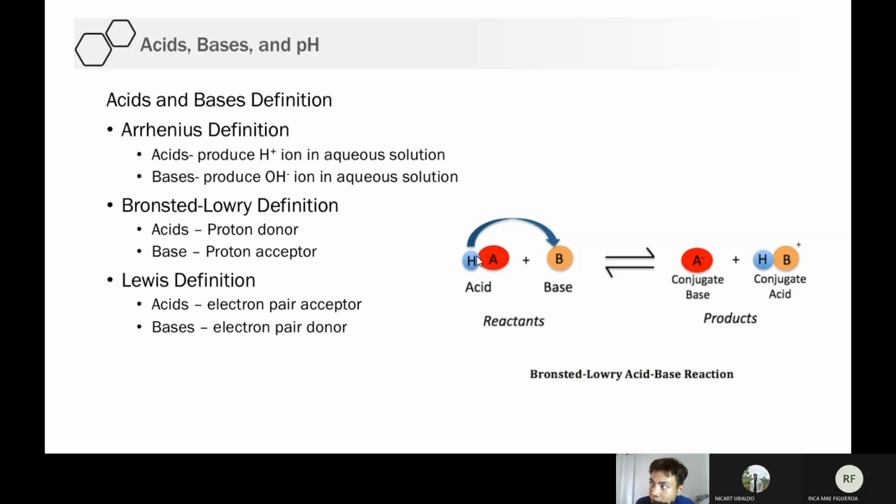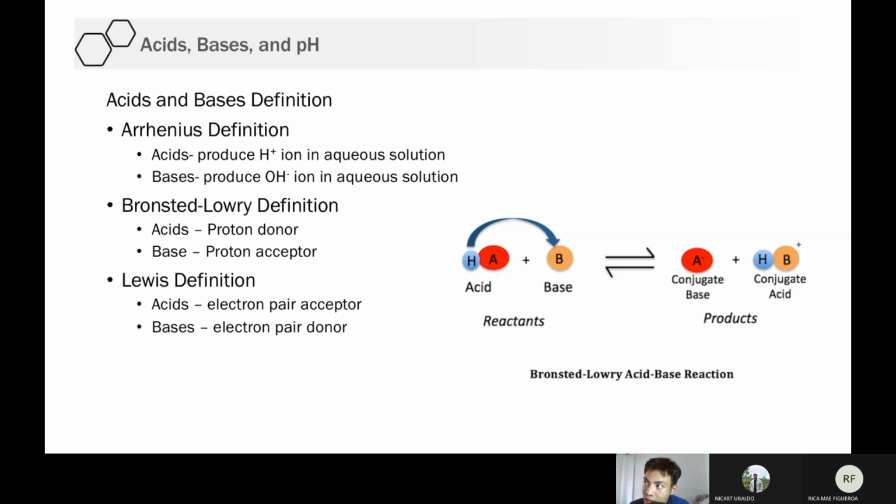Kapag yung acid nawalan ng H, binigay niya sa base, ano na tawag sa kanya? Hindi na siya acid. We call that the conjugate base. And then when our base accepts the hydrogen from the acid, it is now called the conjugate acid. Okay? So, yan yung definition na gagamitin natin sa biochemistry.